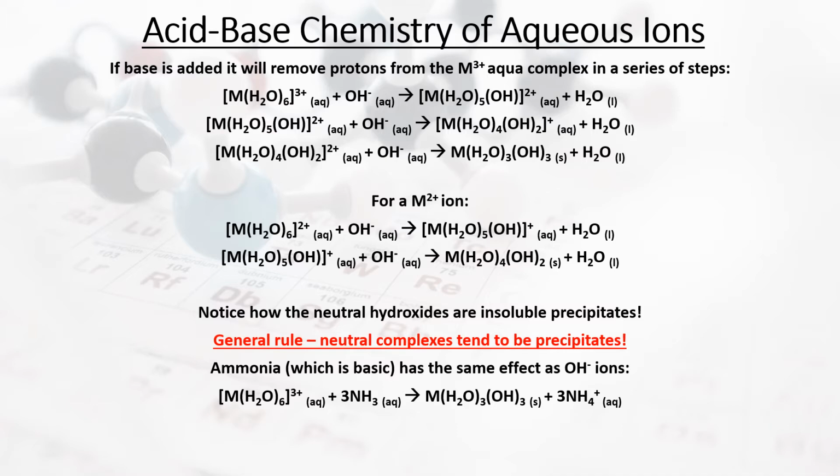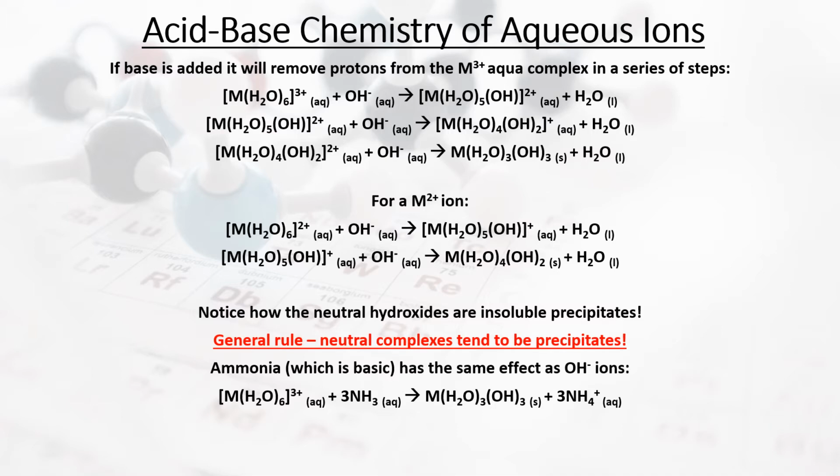So essentially what has happened here is we've had 3 equivalents of base remove 3 protons from 6 of those water molecules. 3 of them have been left unchanged. 3 of them have had a proton removed, so we've formed 3 molecules of water, and we now have 3 H2Os still coordinated, 3 OHs. And that's a solid, it's a precipitate.